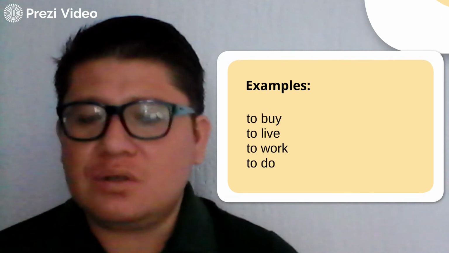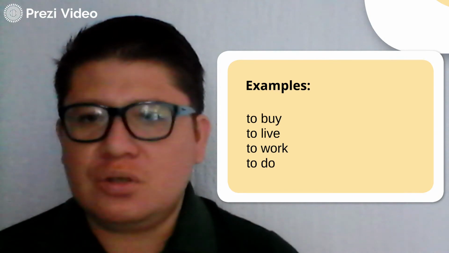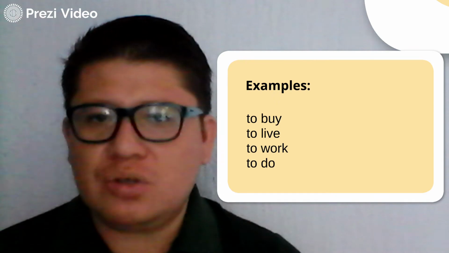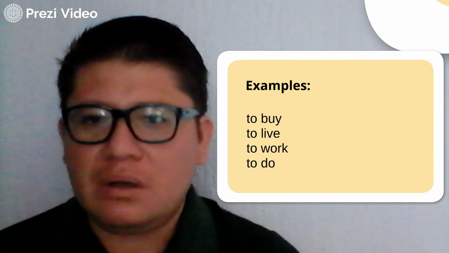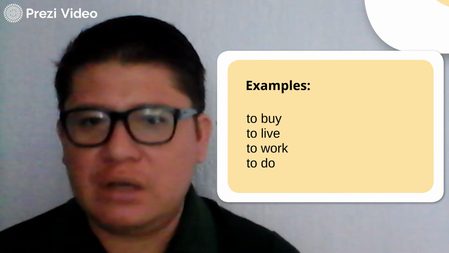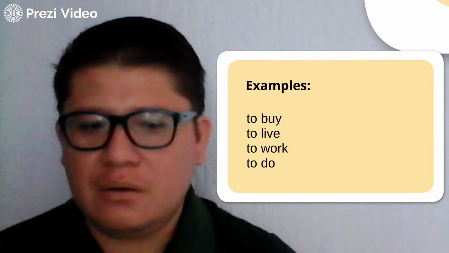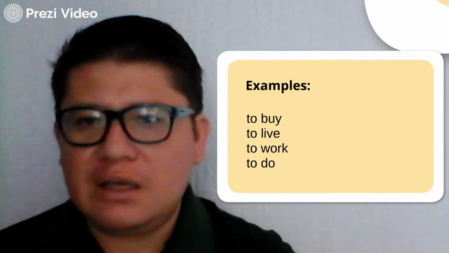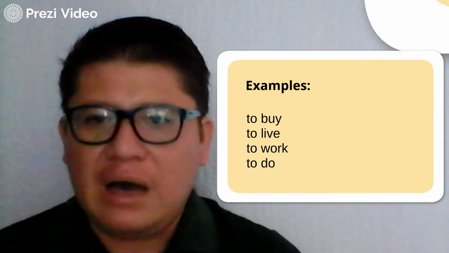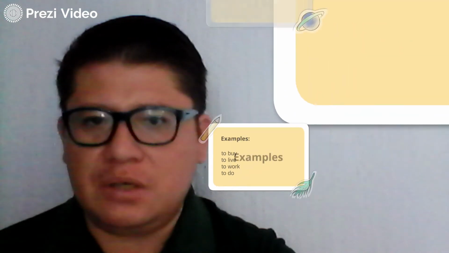For example, to buy, to live, to work, to do, any kind of verb. If we add the preposition to, we become into an infinitive verb. To buy, to live, to work, to do, etc. So this is the feature of these kind of verbs. All of them have the preposition to.